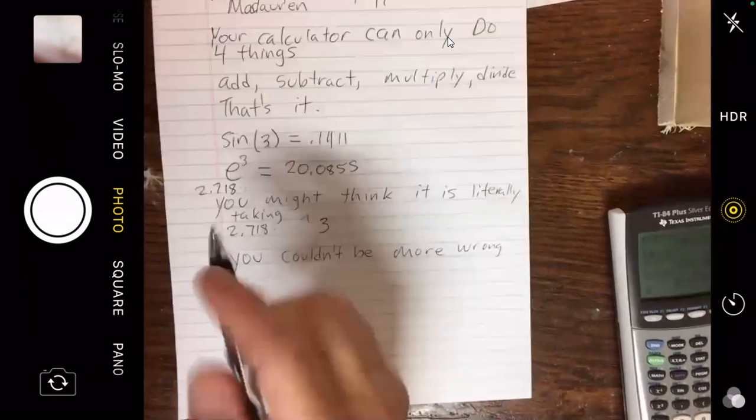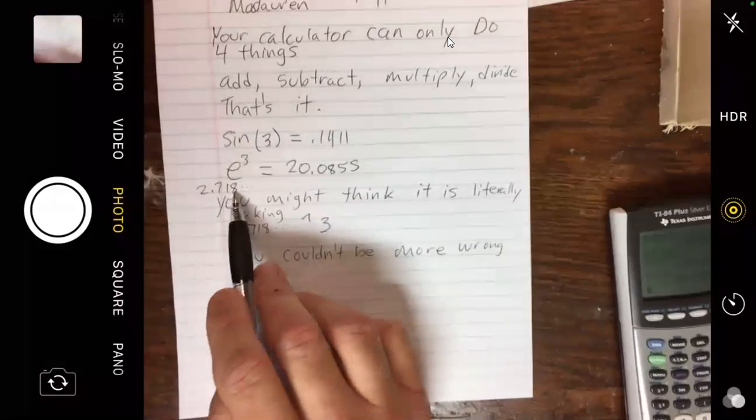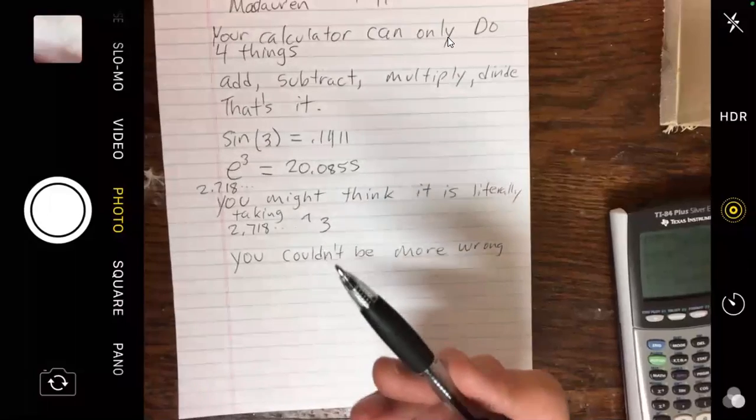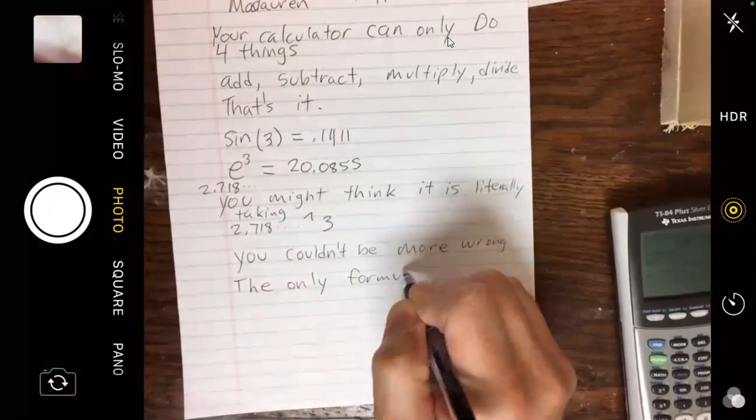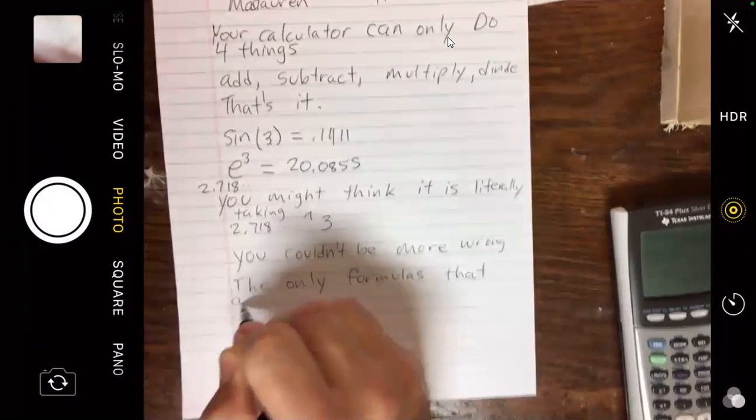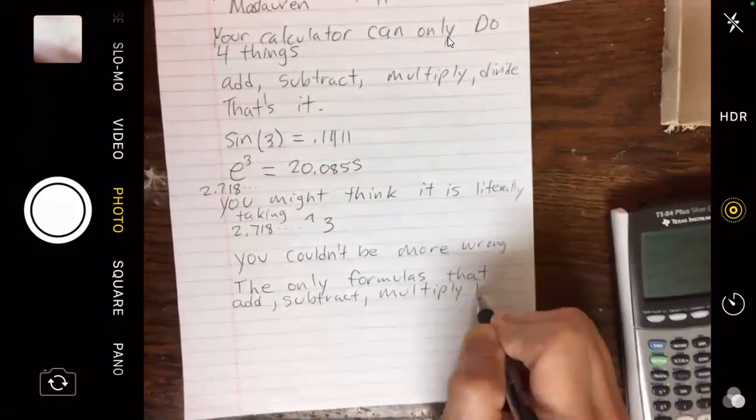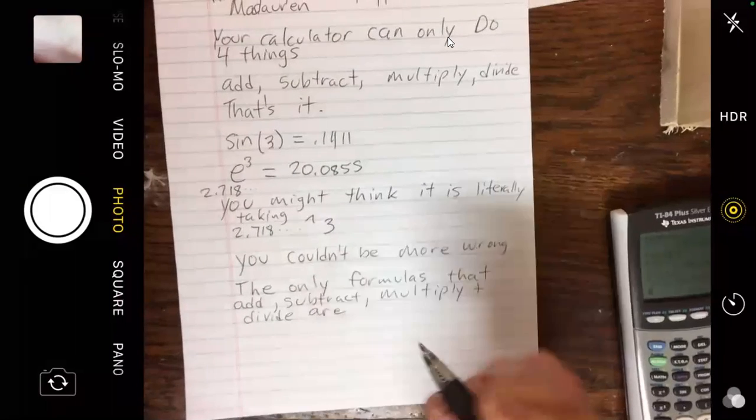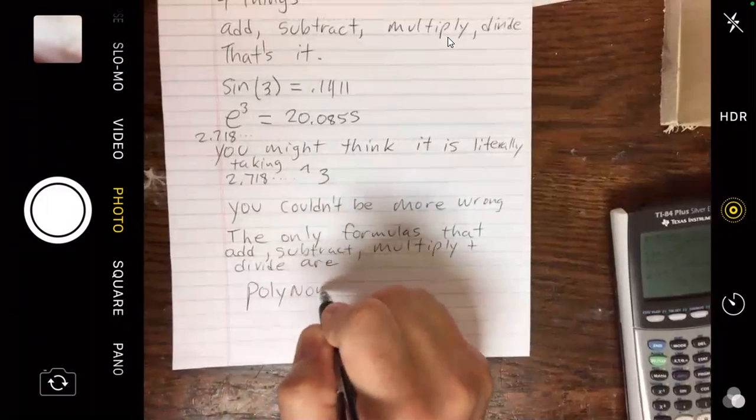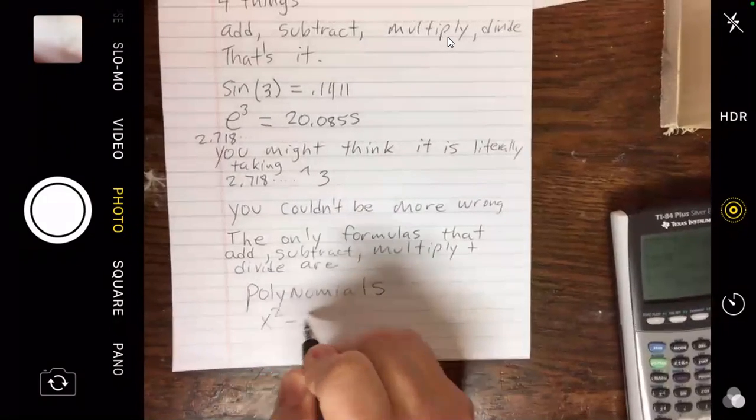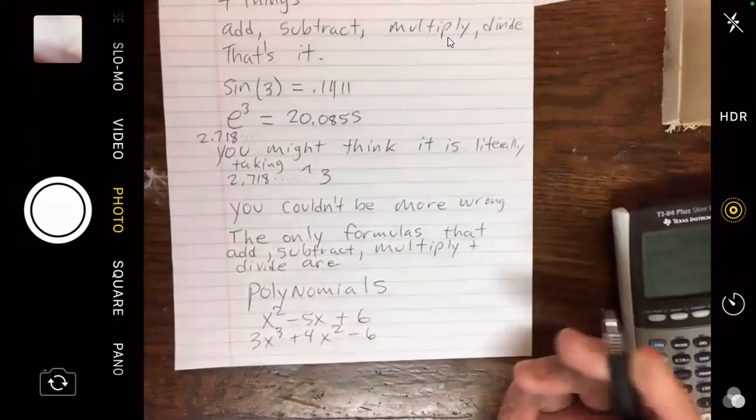Okay, yeah, you just can't do that. It can only add, subtract, multiply, and divide. So there's not some magic sine. It's not taking 2.718 to a third power. You can't do that. The only formulas that add, subtract, multiply, and divide are, and we want to take a stab, it starts with P. Polynomials. x squared minus 5x plus 6. 3x cubed plus 4x squared, your standard polynomials.